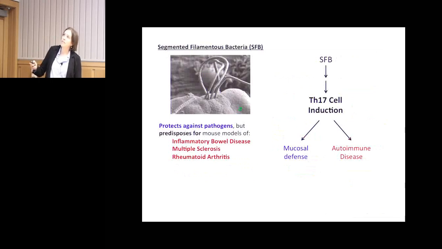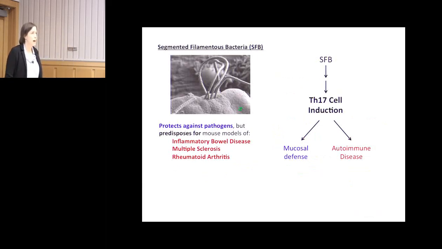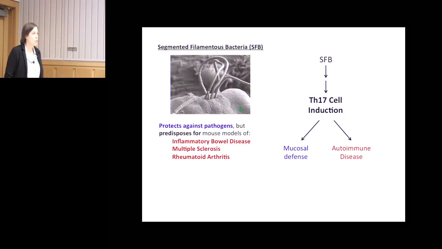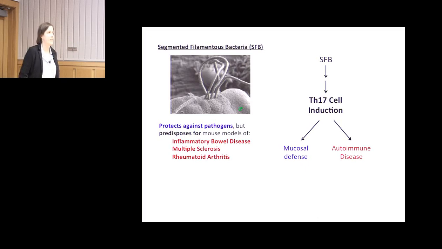So SFB positive mice are more likely to fight off pathogenic infections, for example, Citrobacter infection, which is a mouse model of E. coli food poisoning. But they're also more likely to develop mouse models of autoimmune diseases, including inflammatory bowel disease, and also multiple sclerosis and rheumatoid arthritis, involving the central nervous system or the joints. So autoimmune diseases that are not proximal to the gut, but actually further away.